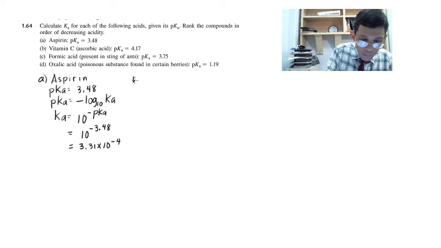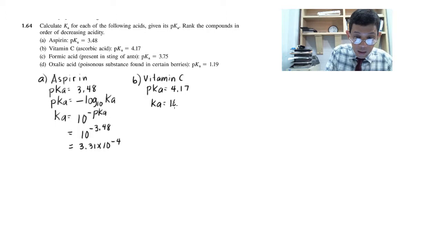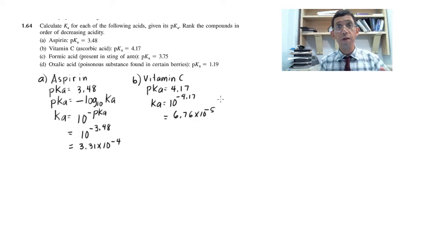Next, vitamin C. For vitamin C, the pKa is equal to 4.17. Ka is equal to 10 to the negative pKa, 10 to the negative 4.17, and you should get 6.76 times 10 to the negative 5 if you do that on your calculator. So on your calculator you do 10 and then raise to the negative 4.17.